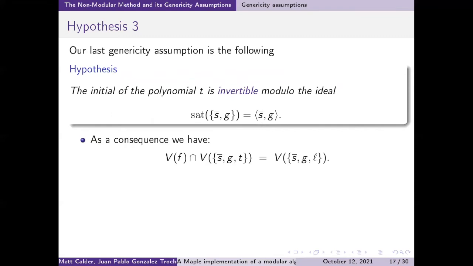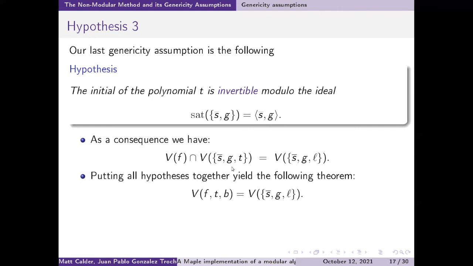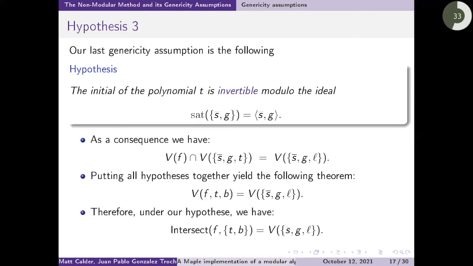As a consequence of this, we will have that the vanishing locus, the zero set of F, the algebraic variety of F, intersection the algebraic variety of S bar, G, and T is equal to the algebraic variety of S bar, G, and L. And if we put all our hypotheses together, we will have a theorem that says that the algebraic variety of F, T, and B is equal to the algebraic variety of S bar, G, and L. So our computed S bar, G, and L will have a set of solutions equal to our input system F, T, and B. Therefore, under our hypotheses, the intersection between F and the regular chain of T and B is equal to the algebraic variety of S bar, G, and L.